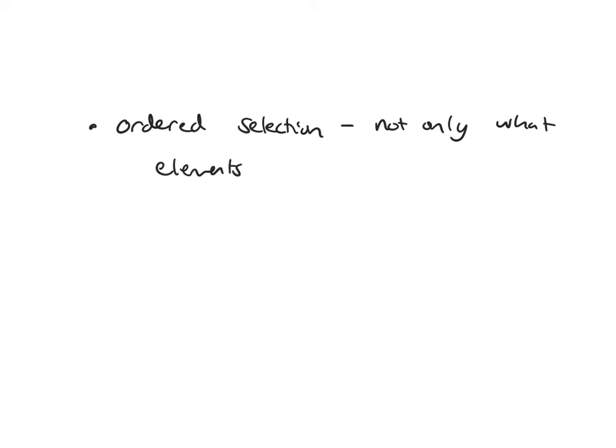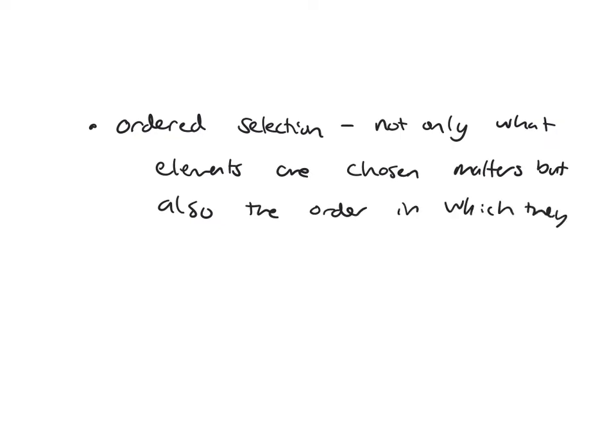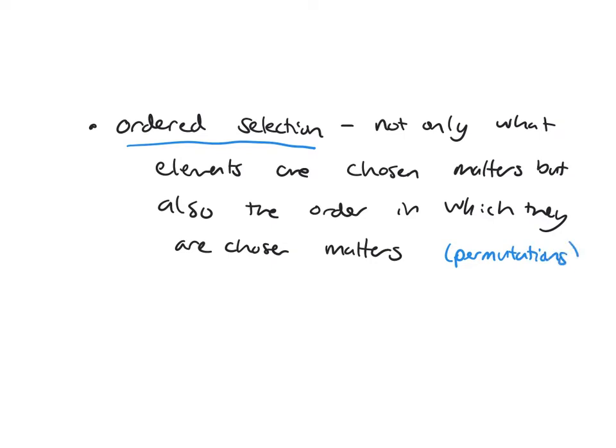So now that we've done some counting, I want us to talk about the difference between an ordered selection. So here with an ordered selection, not only what elements are chosen matters, but also the order in which they are chosen matters. So here with an ordered selection, what we're talking about are permutations, which we've seen before.